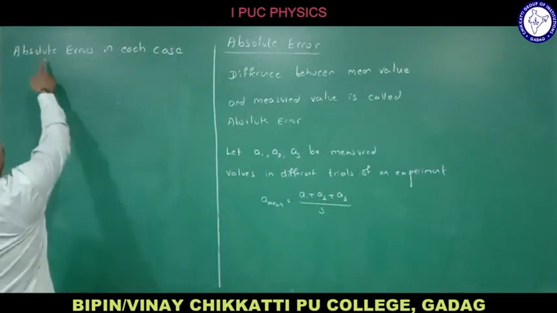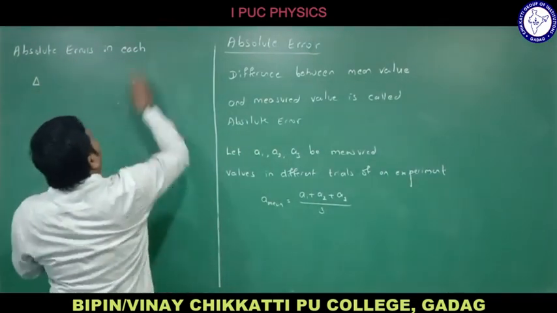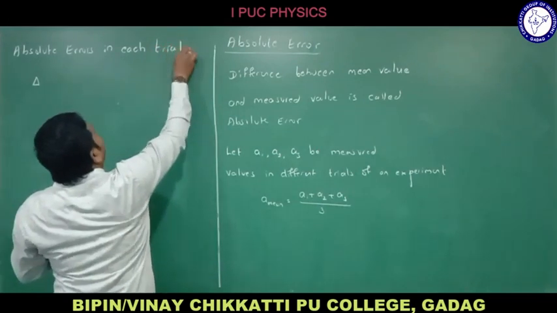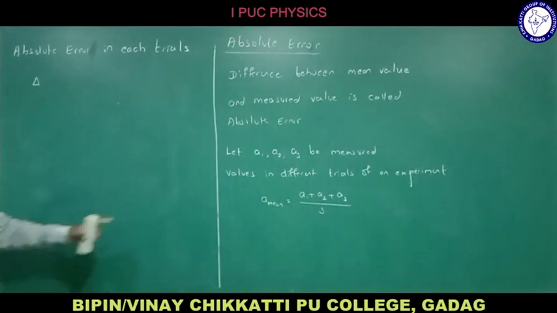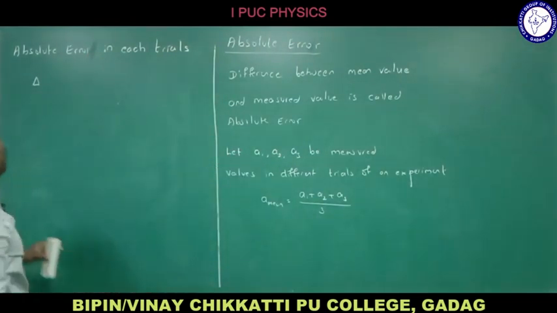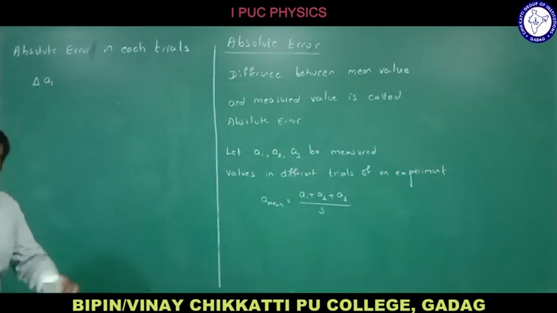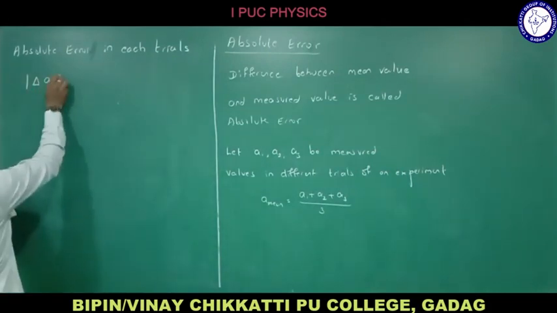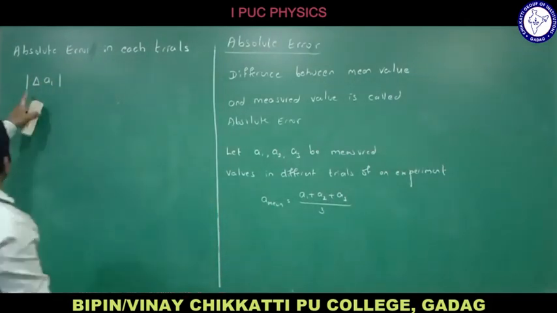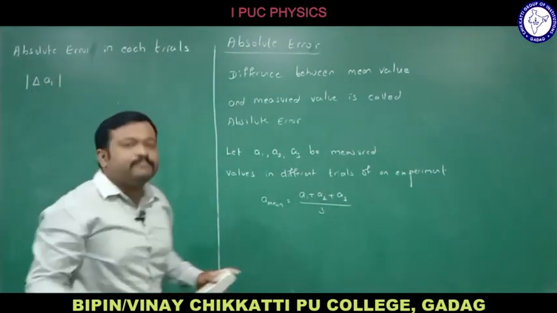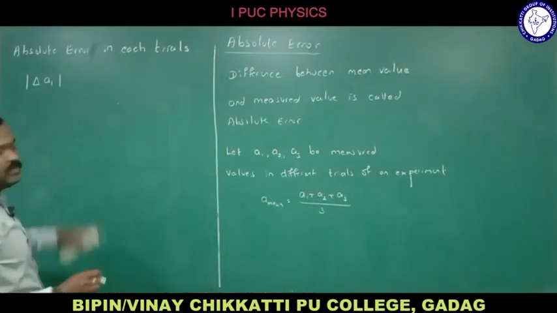What is the absolute error in each trial? What is the first trial? A1. So how to write the absolute error? That is delta A1. Whenever we take absolute error, let me take the modulus. Why did I take the modulus? Modulus means if there is a minus, you need to take it as plus. That is the way we represent it.